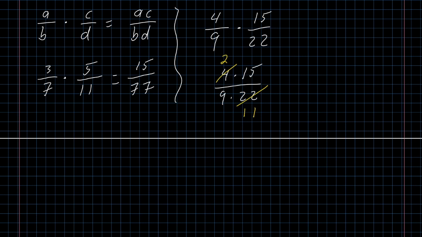We can do the same thing on the other side. 9 is 3 times 3. 15 is 3 times 5. We can get rid of a factor of 3. And so we are left with 2 times 5 over 3 times 11, which is 10 over 33. And I think that's a lot easier than trying to figure out the common factor of 6 between 60 and 198.